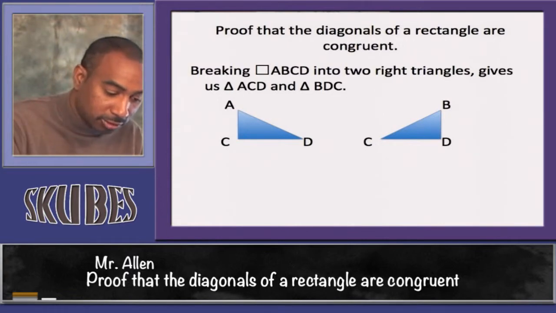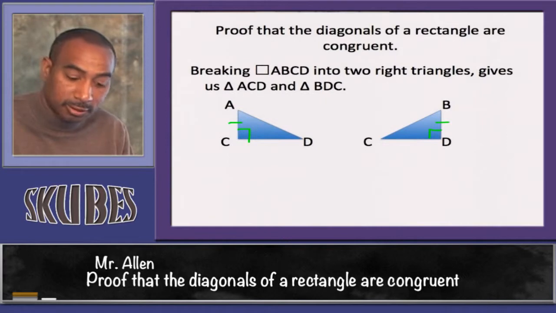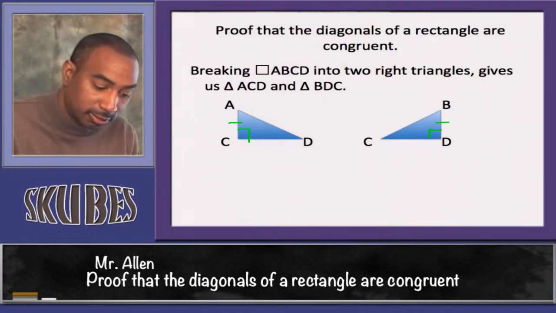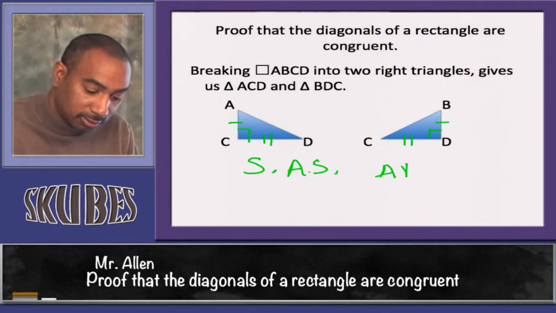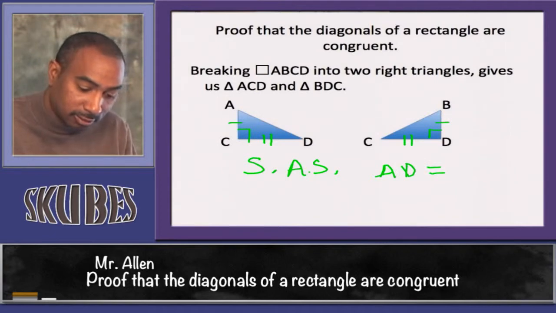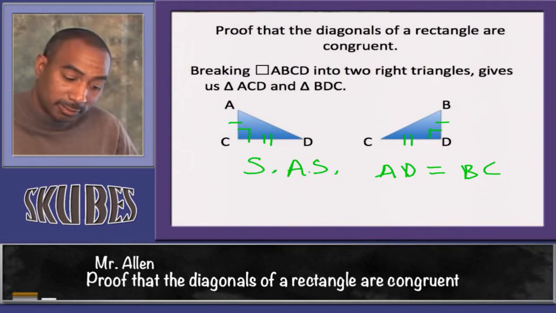Now we know these are two right triangles because we're dealing with a rectangle. We know that AC is congruent to BD because opposite sides of a rectangle are congruent. And CD is equal to itself. So I can use side, angle, side, and say that AD is equal to BC.